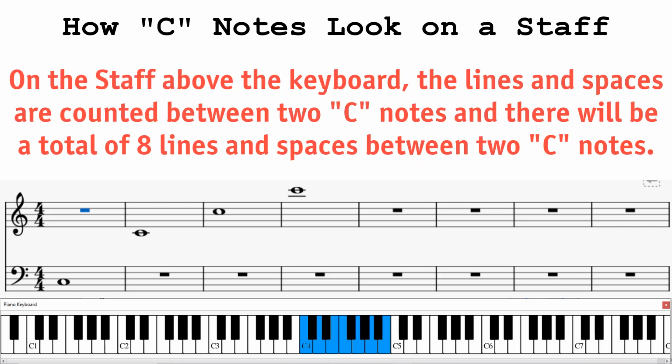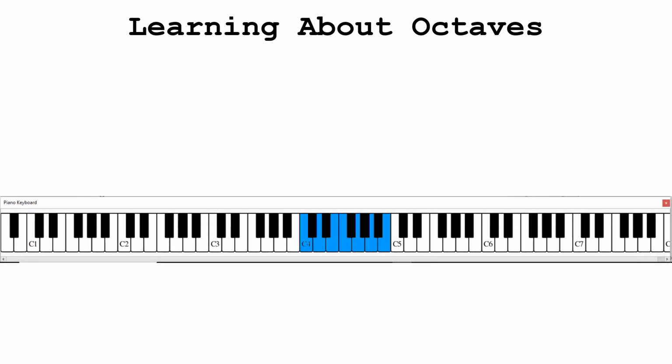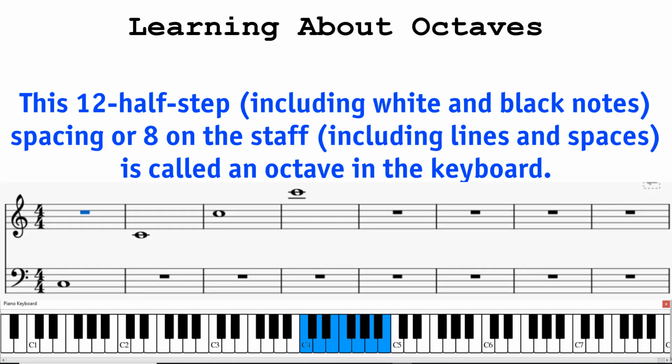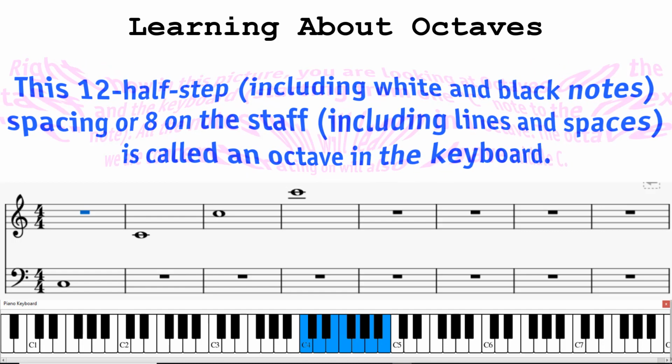On the staff above the keyboard, the lines and spaces are counted between 2 C notes and there will be a total of 8 lines and spaces between 2 C notes. Let's learn about octaves. This 12-step spacing, including white and black notes, or 8 on the staff, including lines and spaces, is called an octave in the keyboard.